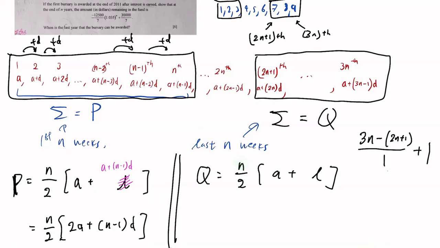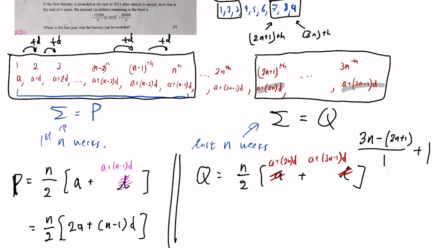Okay. First term plus last term. Now fill in the blank. What's your first term? Is it just a? What's your last term? Is it just l? No. It's a plus 2n d and a plus (3n minus 1)d. Exactly. So just fill in the blank now. You end up with a plus 2n times d, and the other one is a plus (3n minus 1) times d. Okay, good. Clear? Let's just simplify it and clean it up a bit.